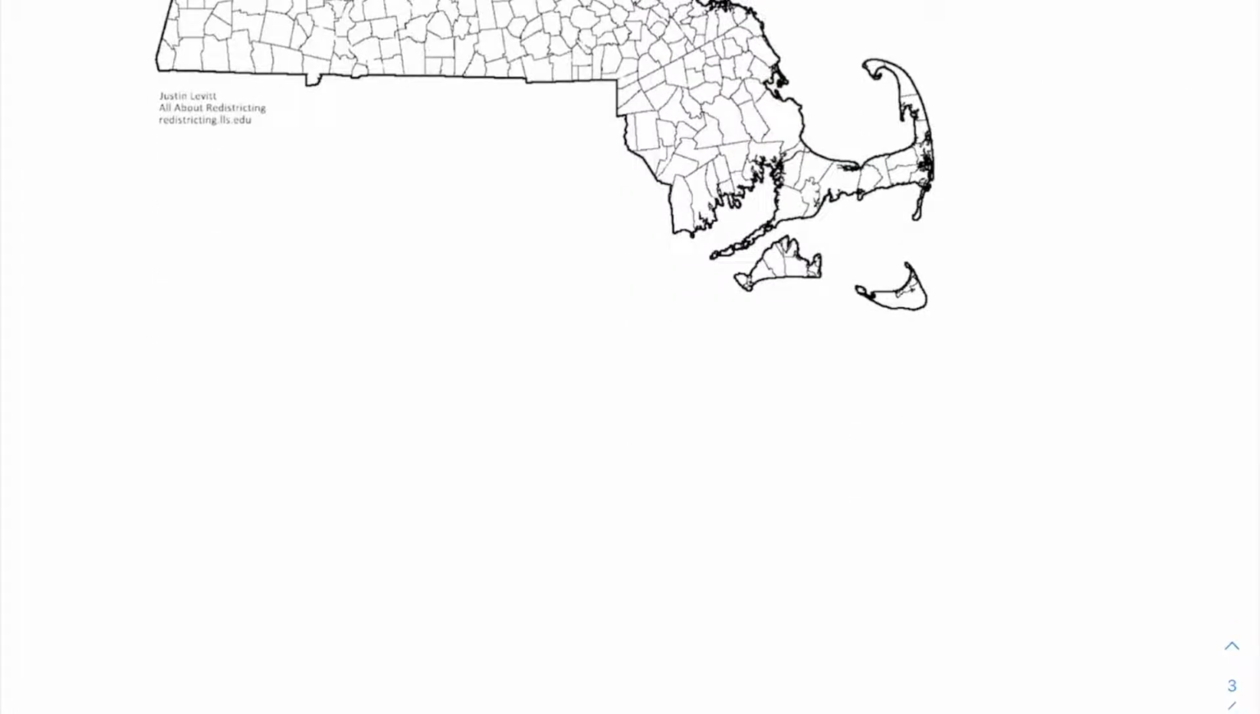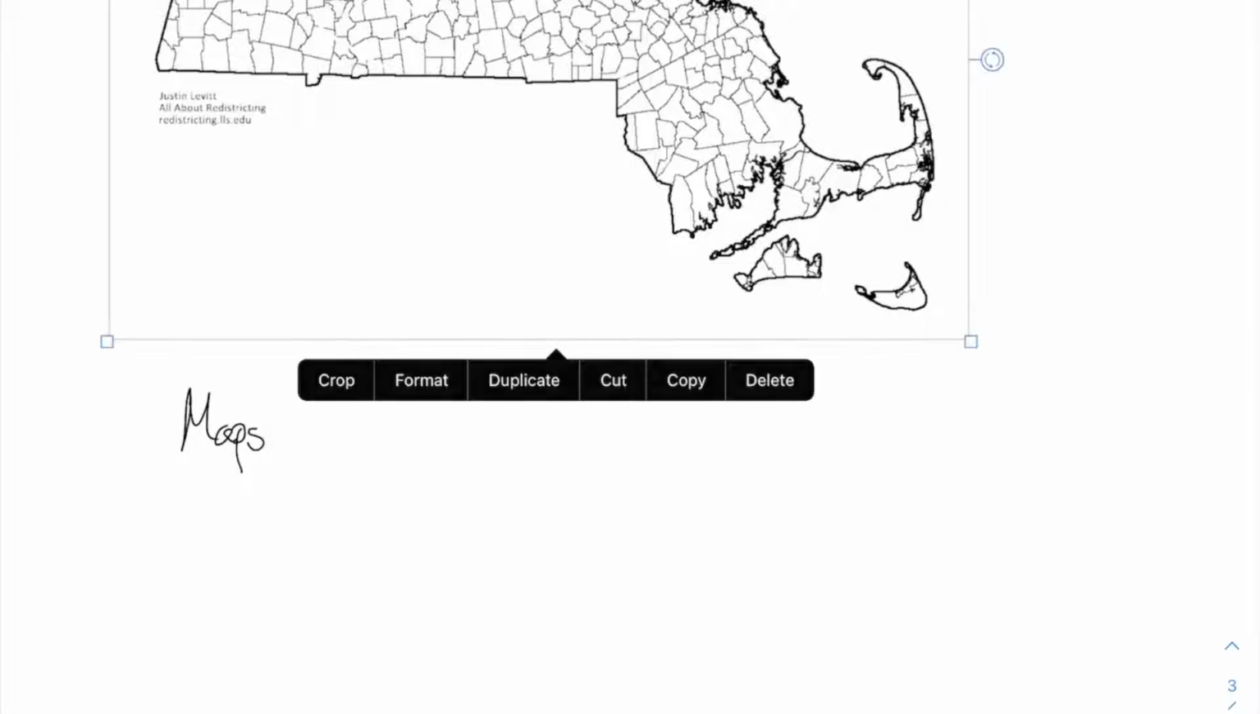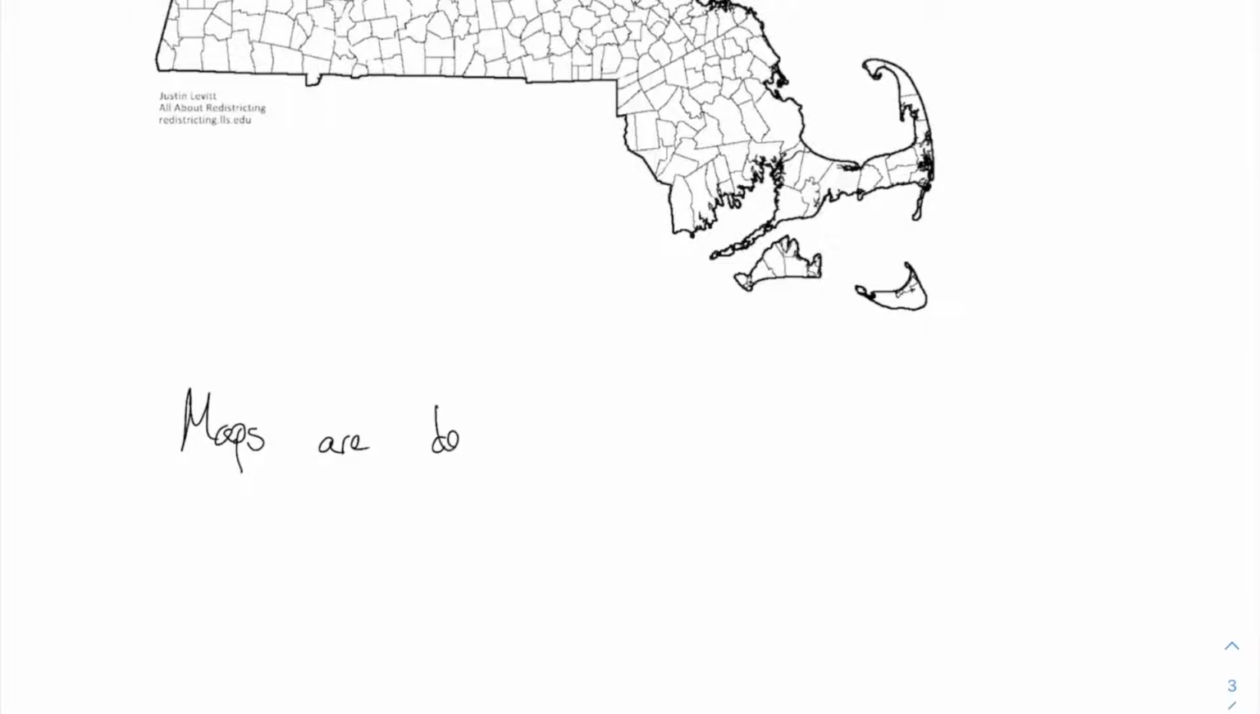Oftentimes these sorts of maps are decided by courts because, of course, the two parties are going to argue about it, and they get nowhere just arguing amongst themselves. And this is what we do in the United States. These things get appealed to courts. It's usually the Supreme Courts of individual states, or sometimes the U.S. Supreme Court. Maps are, I'll say often, not always, but often decided by courts.